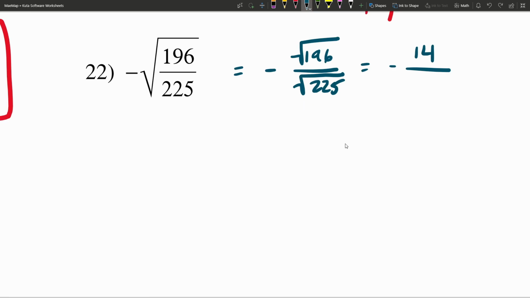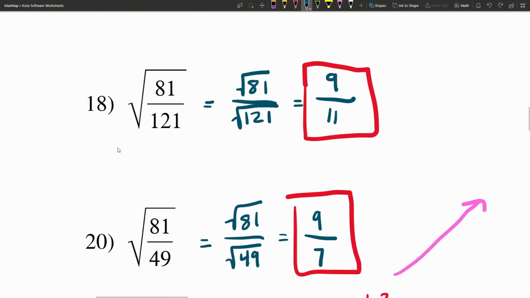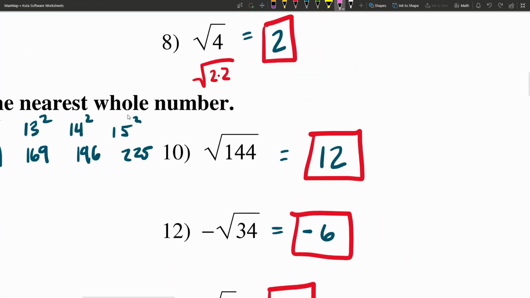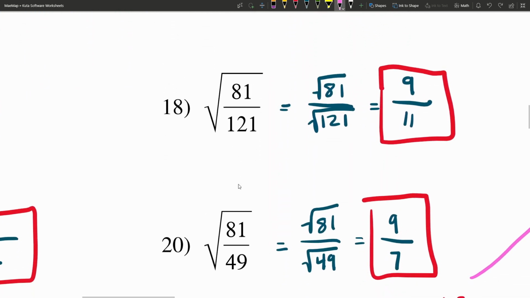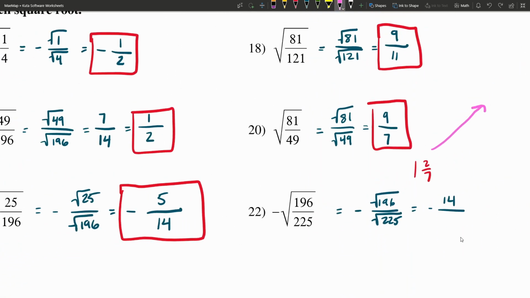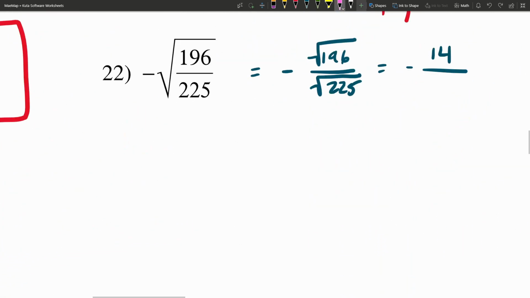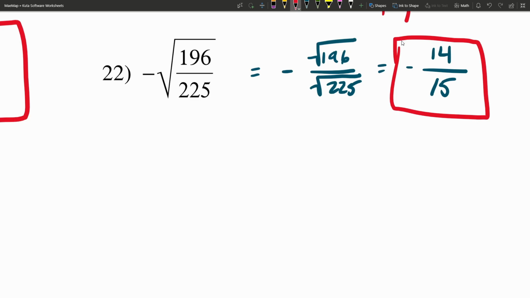If you recall from when we wrote out some of our perfect squares, I'll go ahead and scroll up. We had that 15 squared was equal to 225. So scrolling back down to that last problem, the square root of 225 is 15. So negative 14/15 is our final solution on this worksheet.